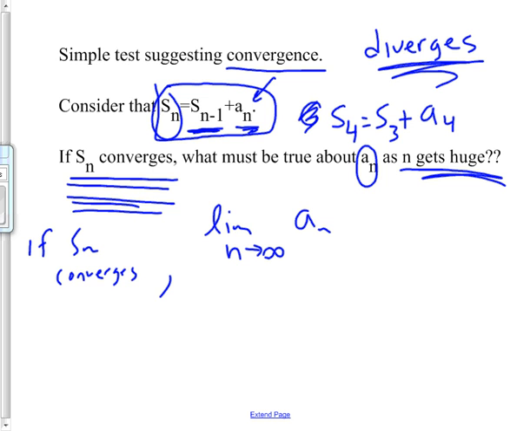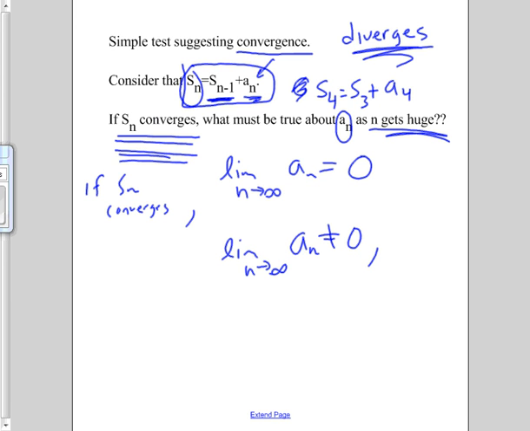Negligible amount meaning that as n approaches infinity, A sub n must approach 0. So that essentially I'm adding 0 to my series. And if I add 0 to my series, then I'm not adding anything, and if I'm not adding anything, then it converges. Conversely, if the limit as n approaches infinity of my last term, A sub n, doesn't equal 0, then what must be true? Well, then S sub n diverges. It doesn't approach some fixed amount.